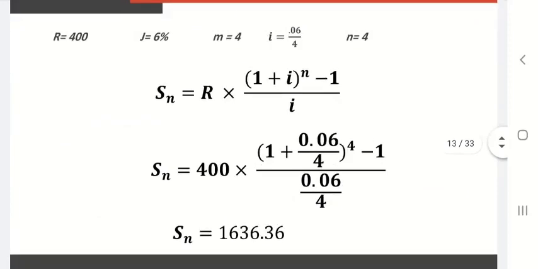We will get S sub n from the formula, S sub n equal R times 1 plus I to power n minus 1 over I. By substituting for R equal 400, for I equal 1.5%, and for n equal 4. So S sub n will be equal 1636.